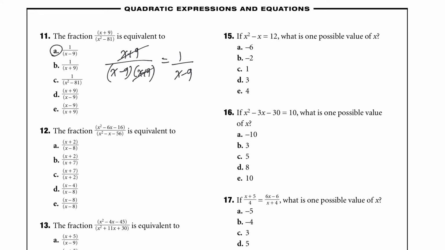The fraction is equivalent to, again, factor the top, factor the bottom, and then you can cancel the x minus 8's out, so you have x plus 2 over x plus 7, which is B.